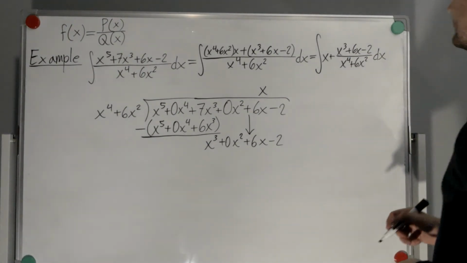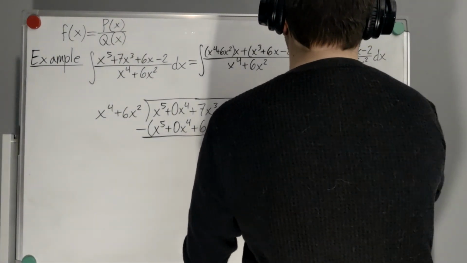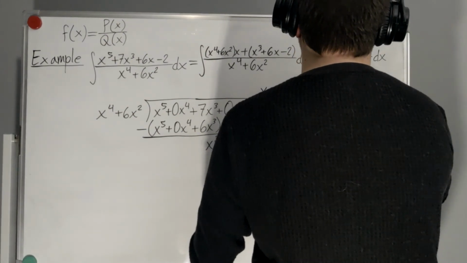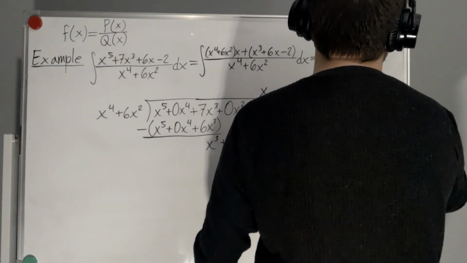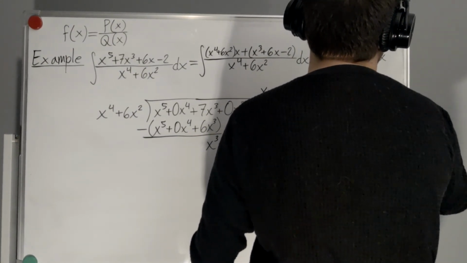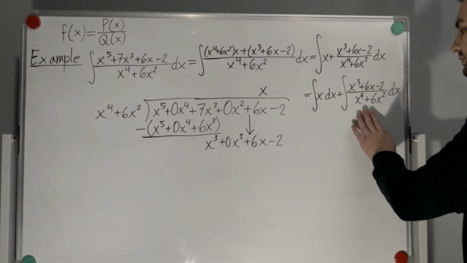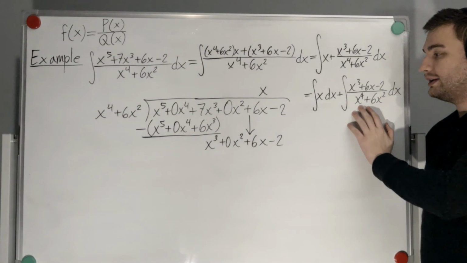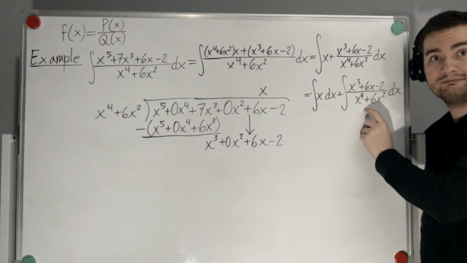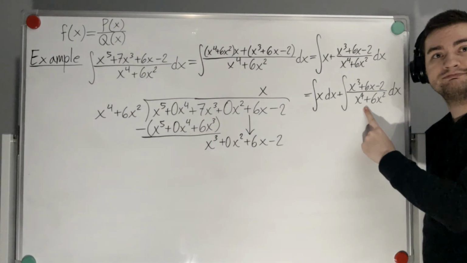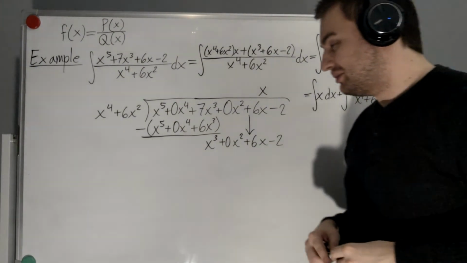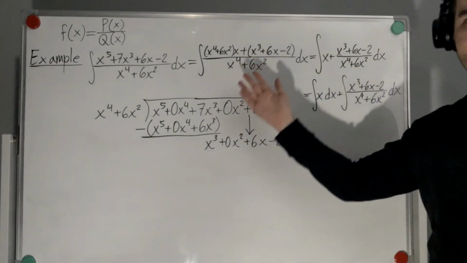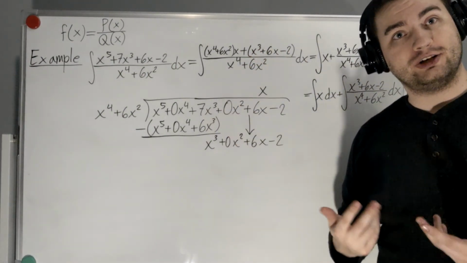And now, you can, of course, split this into two integrals. You have the integral of x dx plus the integral of x cubed plus 6x minus 2 over x to the fourth plus 6x squared dx. And then this one, as you can see, has a numerator with a degree smaller than the degree of its denominator, and so you can do partial fractions on this. Okay? Thankfully, we already did that because that was the previous example. So that's how you do it. You reduce it to a problem that we can handle by just doing synthetic division to put it into the form that you can use partial fractions on.